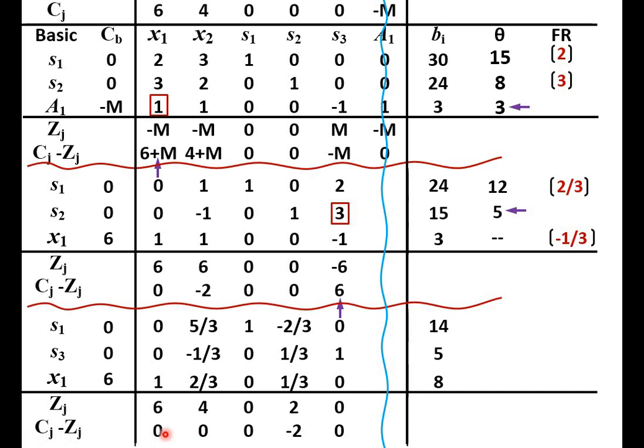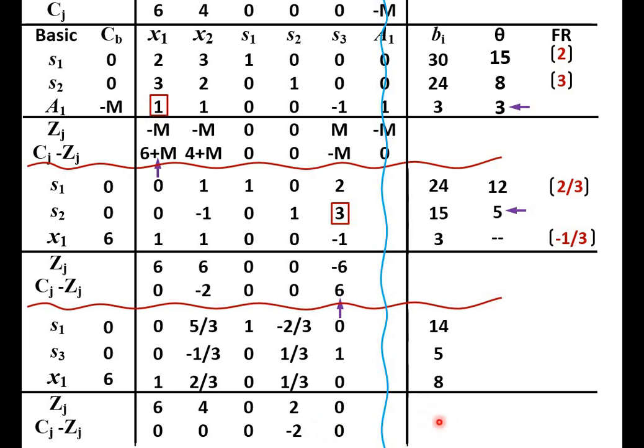Then you can find Cj minus Zj, that is 6 minus 6 is 0. 4 minus 4, that is 0. So you can find Cj minus Zj. Now look at these values in Cj minus Zj. No positive values. Means you can say if you will get either 0 or negative values in Cj minus Zj row, then your problem is over. Means there is no need to calculate the next iteration.